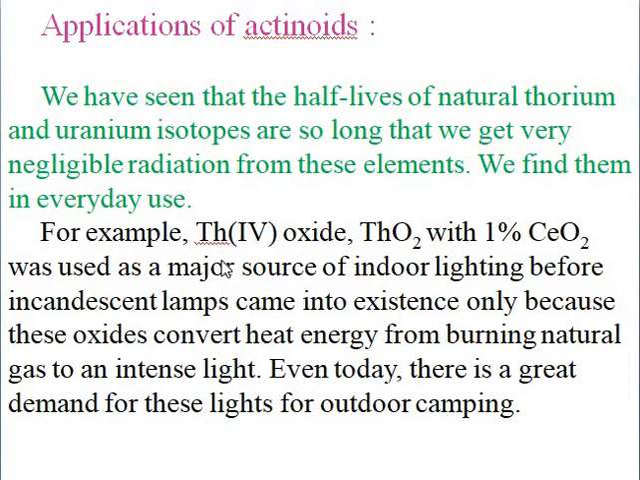For example, thorium dioxide with 1% cerium dioxide was used as a major source of indoor lighting before incandescent lamps came into existence, only because these oxides convert heat energy from burning natural gas to an intense light. Even today, there is a great demand for these lights for outdoor camping. And these are the applications of actinoids.